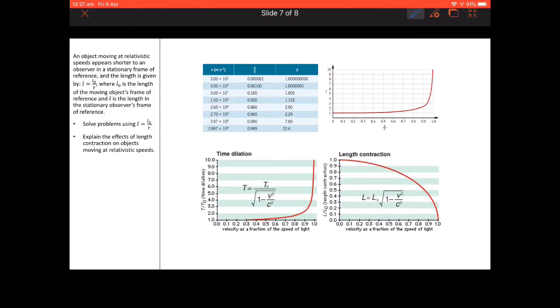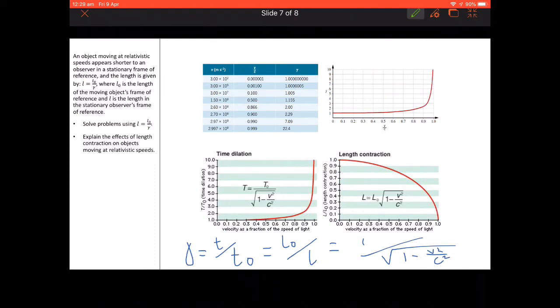So just as the Lorentz factor is equal to the time period in the stationary frame of reference over the moving frame of reference, it's also equal to the length in the moving frame of reference divided by the length in the stationary frame of reference. And this is of course equal to 1 divided by the square root of 1 minus v squared over c squared.